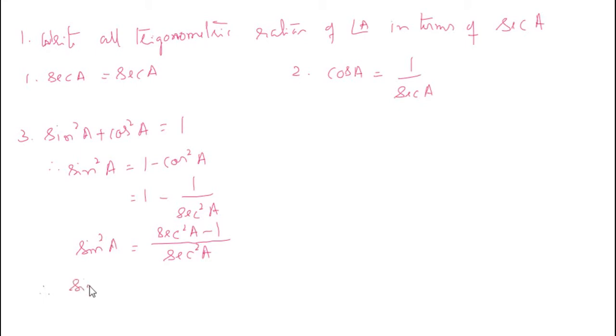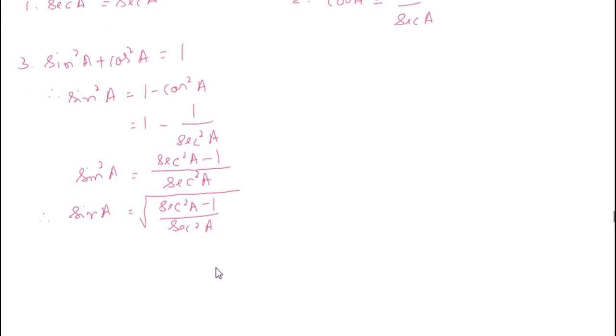Therefore, sin A is square root of secant square A minus 1 divided by secant square A, or we can further simplify this one as sin A equal to square root of, we will maintain the square root in the numerator, secant square A minus 1, denominator will be secant A. That is the third ratio, sin A. Now fourth, cosecant A.